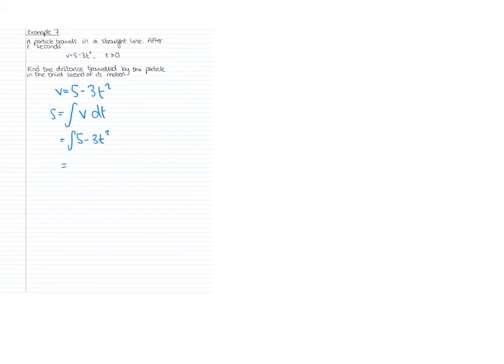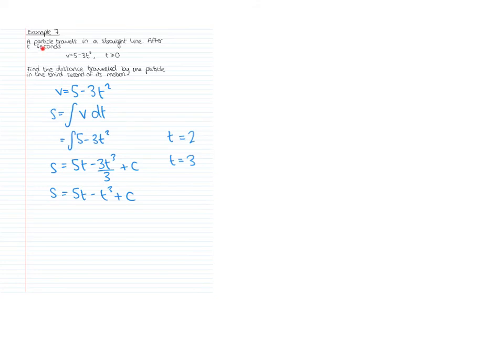And that is going to give us 5t minus 3t cubed over 3 plus c. That's our displacement. So 5t minus t cubed plus c. Okay, and at this point here, we want to work out the distance travelled in its 3rd second of motion. So that is the distance travelled between when time is 2 and when time is 3. Okay, because first second would be 0 to 1, second 1 to 2, third is 2 to 3.